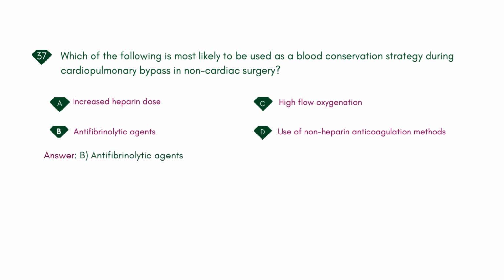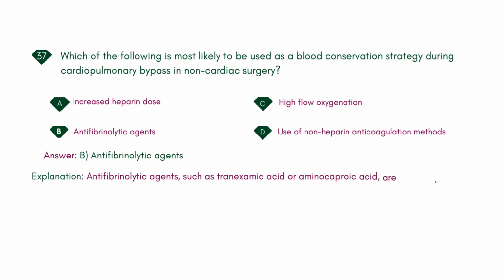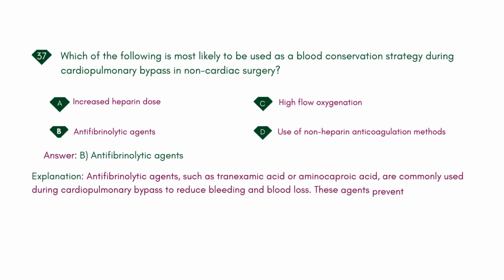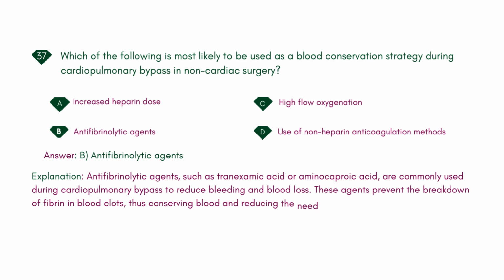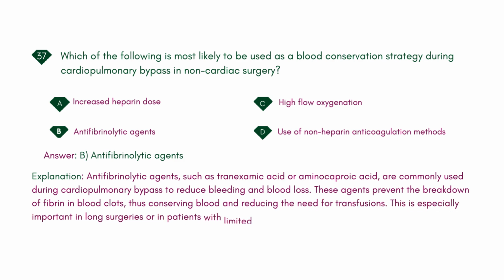Answer: B. Antifibrinolytic agents. Explanation: Antifibrinolytic agents, such as tranexamic acid or aminocaproic acid, are commonly used during cardiopulmonary bypass to reduce bleeding and blood loss. These agents prevent the breakdown of fibrin and blood clots, thus conserving blood and reducing the need for transfusions. This is especially important in long surgeries or in patients with limited blood reserves.